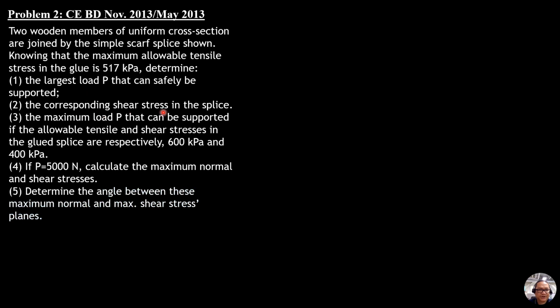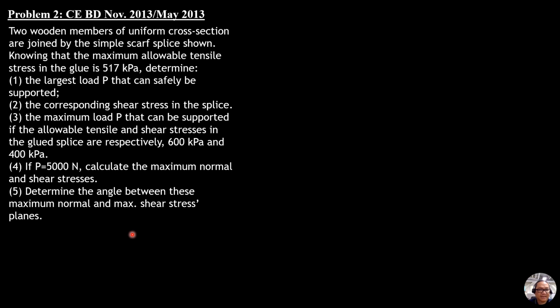Second, the corresponding shear stress in the splice. Third, the maximum load P that can be supported if the allowable tensile and shear stresses in the glued splice are respectively 600 kilopascals and 400 kilopascals. Then fourth, if P is 5,000 newtons, calculate the maximum normal and shear stresses. And fifth, determine the angle between these maximum normal and shear stress planes.